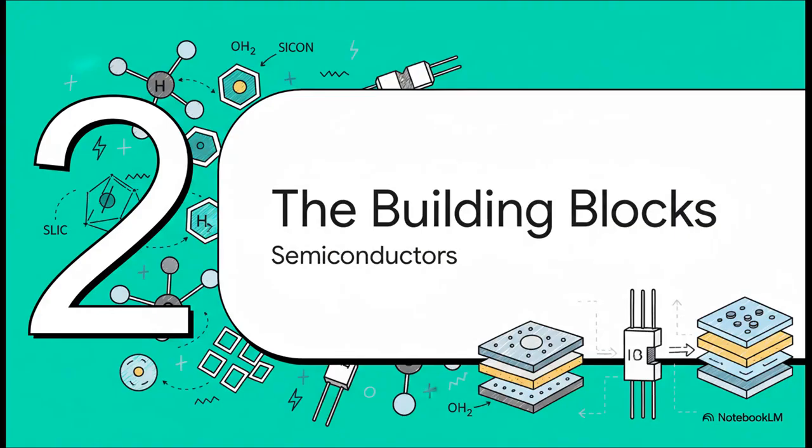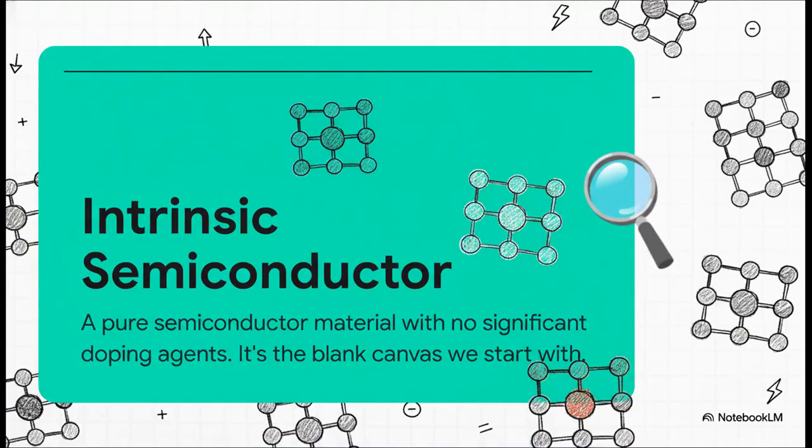But to really get a handle on how this gatekeeper actually works, we gotta look under the hood. We have to understand the material it's made from. And that story? Well, it all starts with semiconductors. So we start with what we call an intrinsic semiconductor. Think of it as a pure material, like silicon. It's a blank canvas, a perfect crystal lattice. But honestly, in this pure state, it's not very useful for what we need to do.